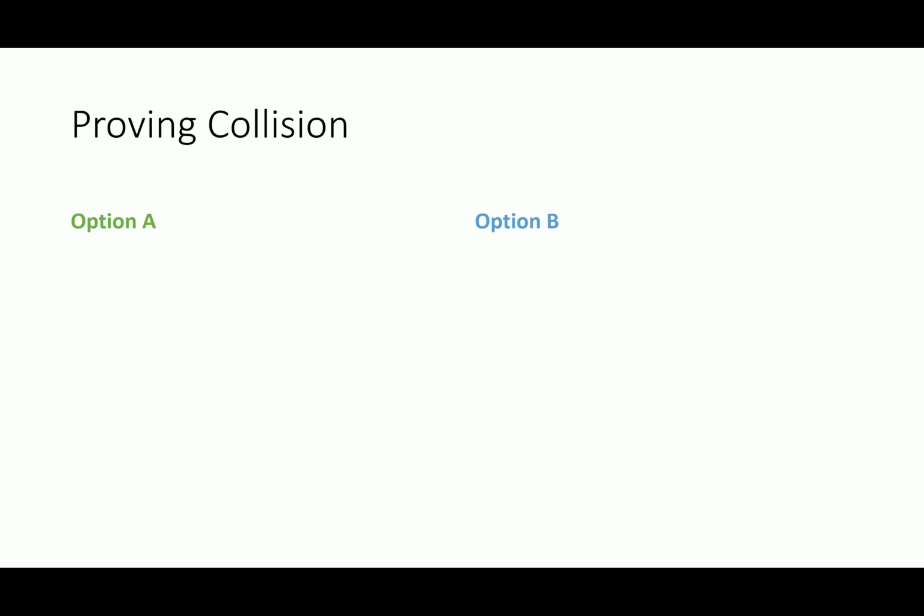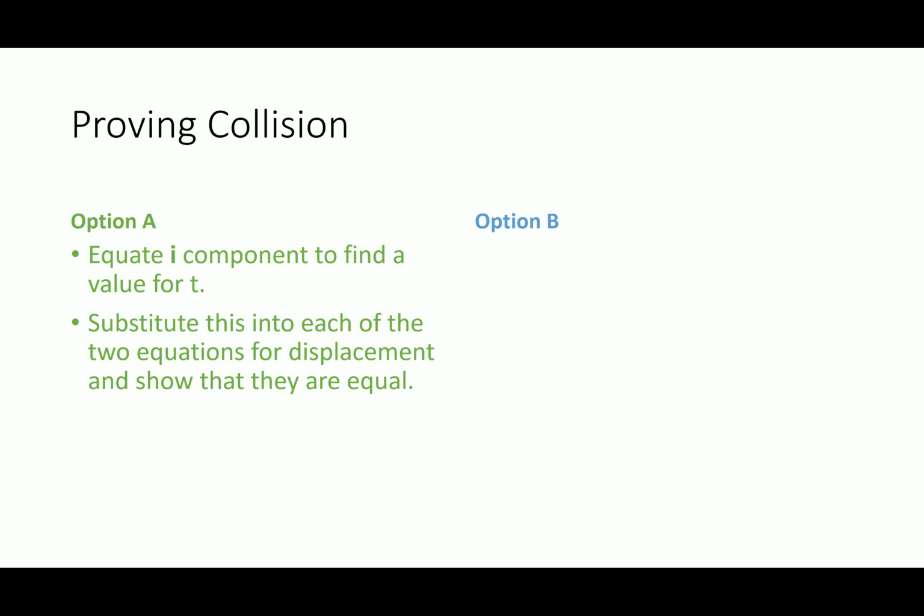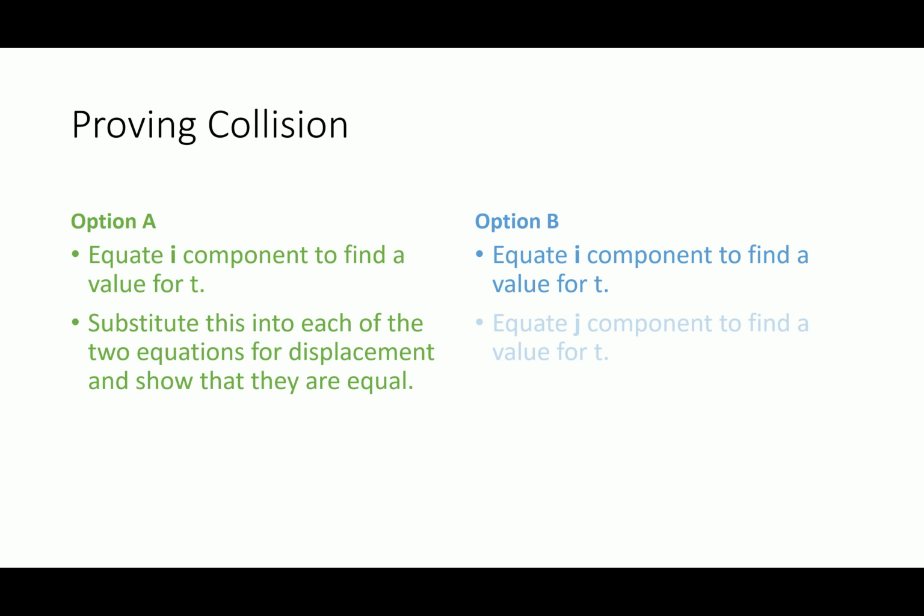So how do we prove collision? Well, we have two options. Option A: equate the i components and find a value for t. We can then substitute this t value into our equations and show that the displacement is going to be equal for both. Option B starts in the same way as option A. We need to equate the i component to find a value for t. We then equate the j component to find a value for t, and we just simply show that these t values are equal. Now I'm going to show you two examples using each method.